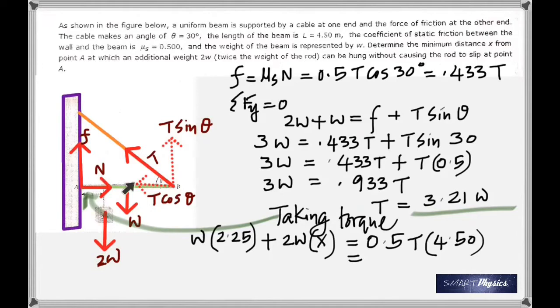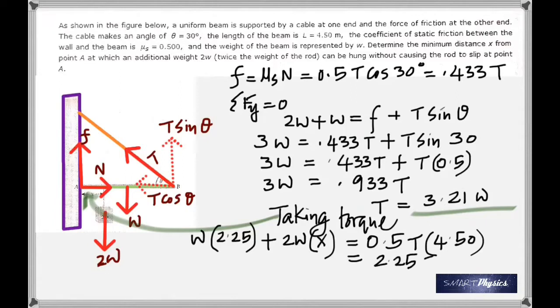That's why this distance is half of 4.5, which is 2.25. That's why we multiply that with 2.25. And 2W is at a distance x. So that's why we multiply 2W with x. And 0.5t, which is t sine 30, is at a distance of the length of the beam, which is 4.50. So that's why we get the counterclockwise that way.